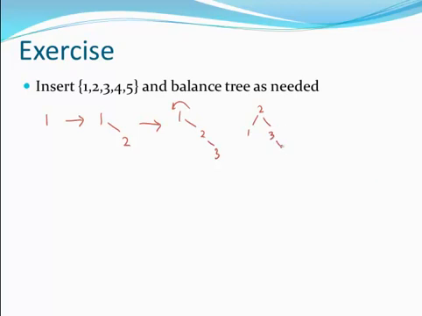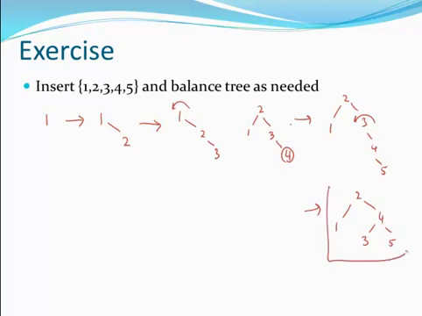Now if you insert 4, no need for a rotation. And if you go and insert 5, you would get this tree. Now you need a rotation around 3 to get the following tree. So that demonstrates a series of left rotations that led to an AVL balanced tree.